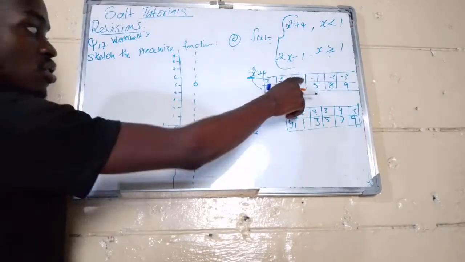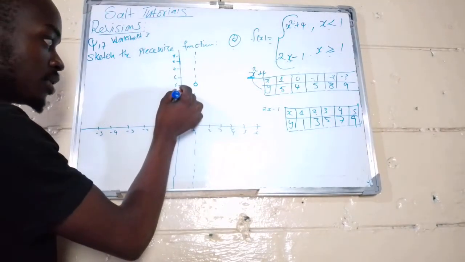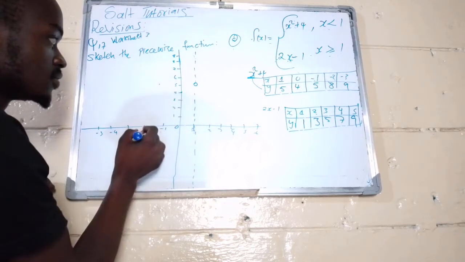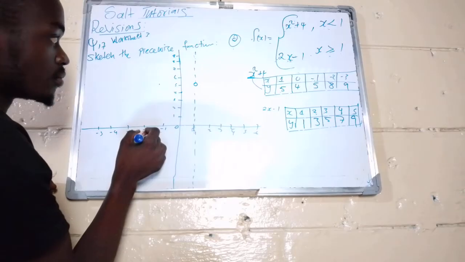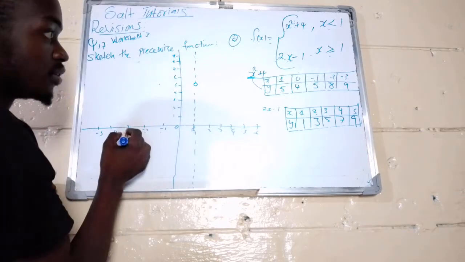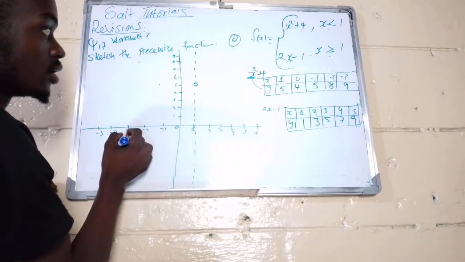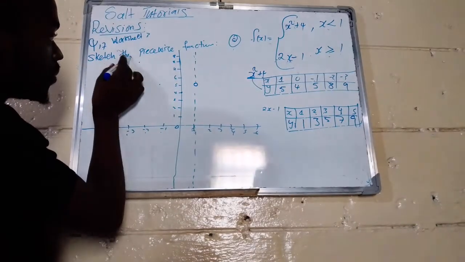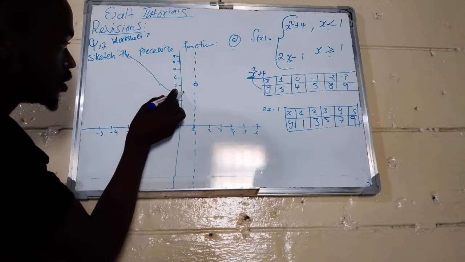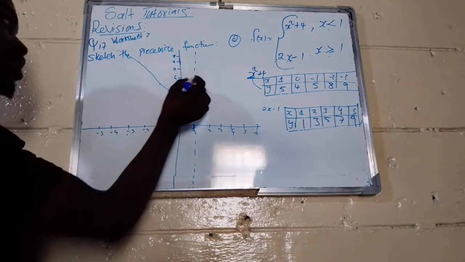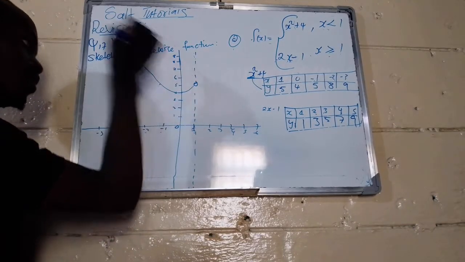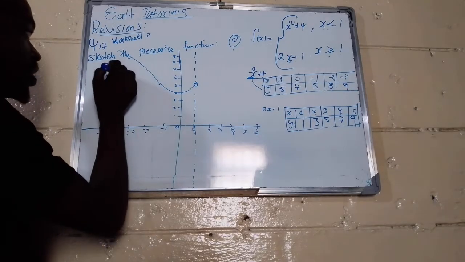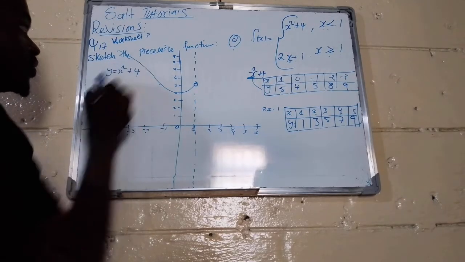You continue: 0, 4; negative 1, 5; negative 2, 8; negative 3, 13. So this is a parabola moving in that direction and connected to the circle here, which is open. You open your circle, not shaded. So this graph is basically y equals x squared plus 4.